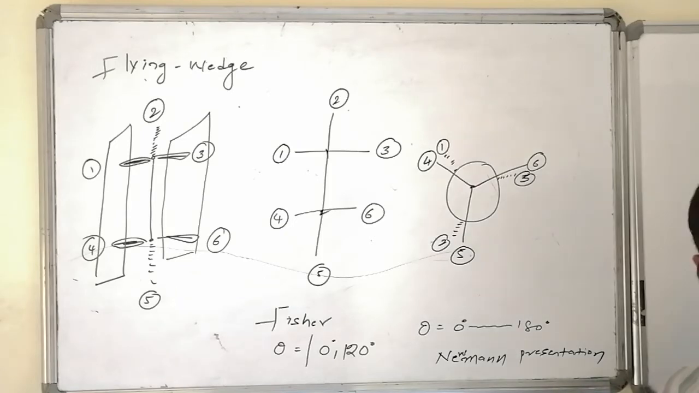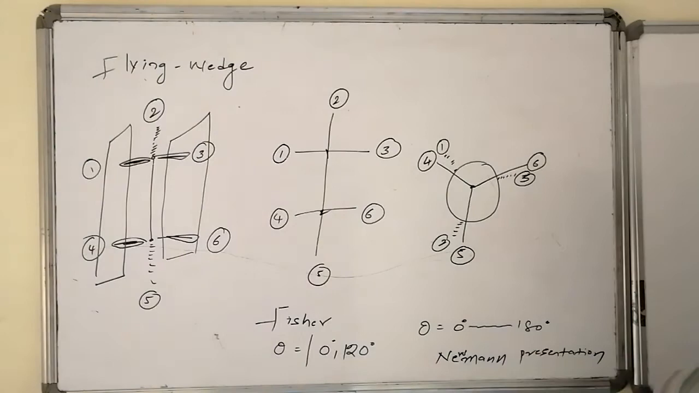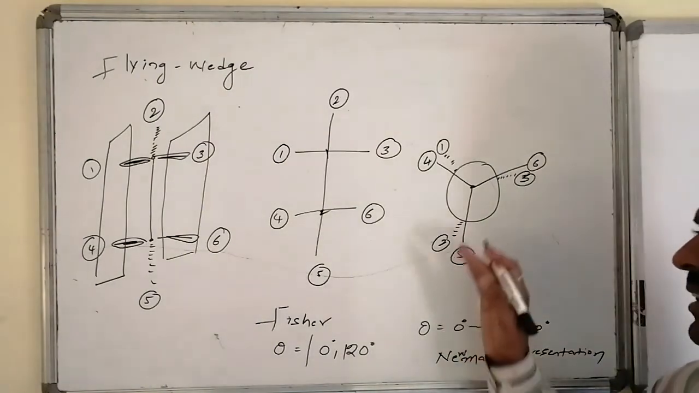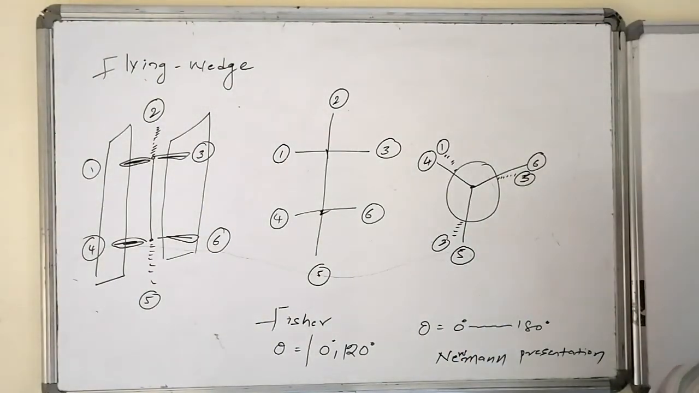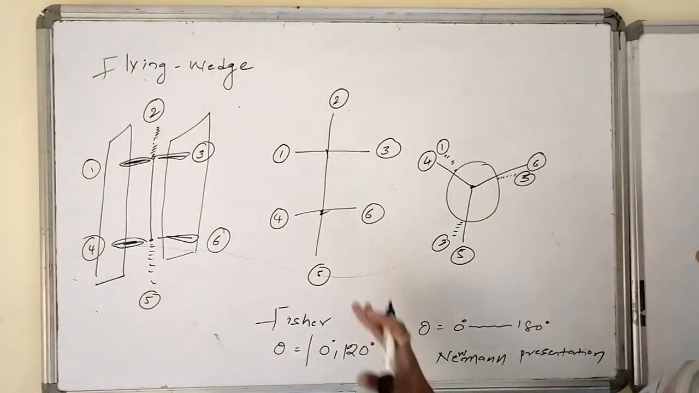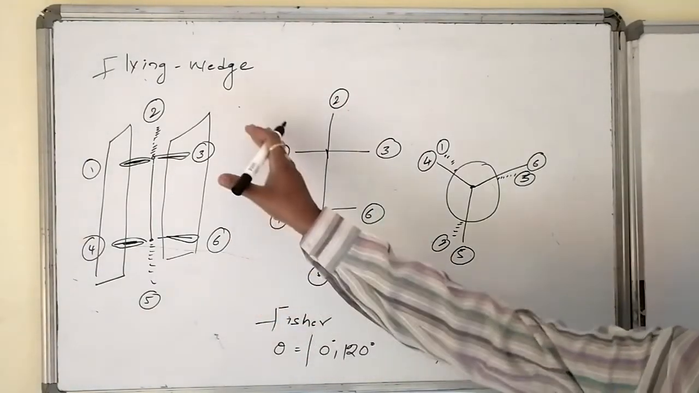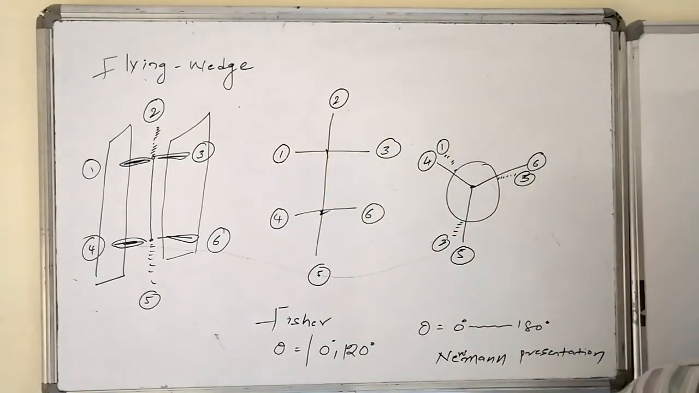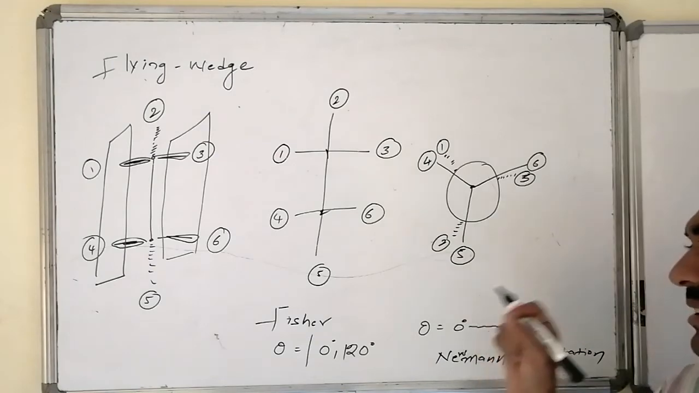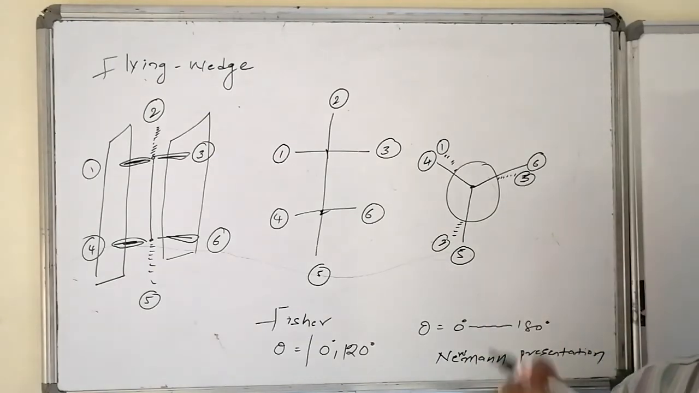So, in the conversion of Fischer to Newman, we have to write a dot for the front carbon atom with all its valencies as they are, and a circle as the back carbon atom, covering all its valencies: bottom and top are covered, left side valencies are covered with one another, right side valencies are covered with one another. By taking this logic into consideration, we can write the direct model of the Newman.